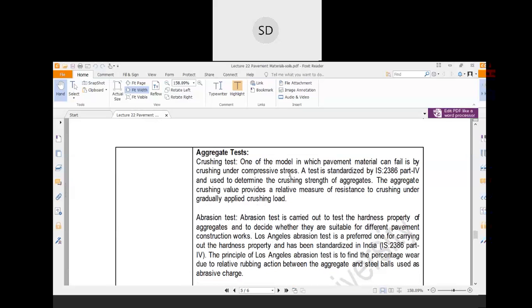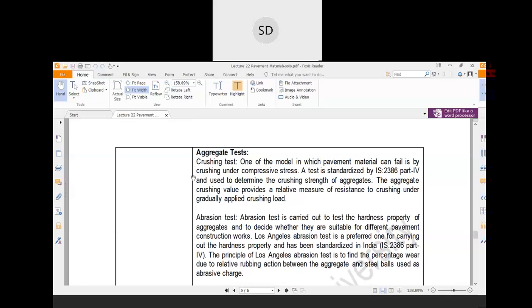So there are different aggregate tests. First one is the crushing test. So basically, the apparatus for the crushing test is your compressive testing machine, where you test your concrete cube. So basically that is your crushing testing machine.